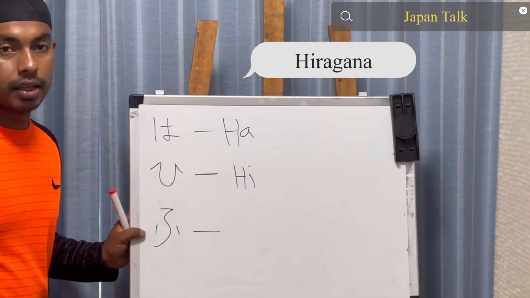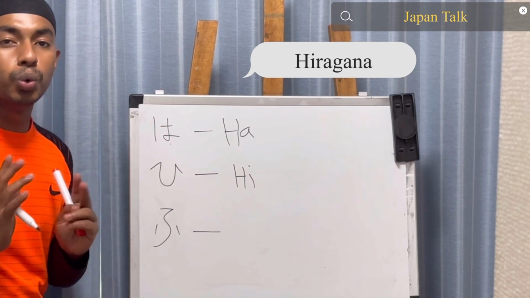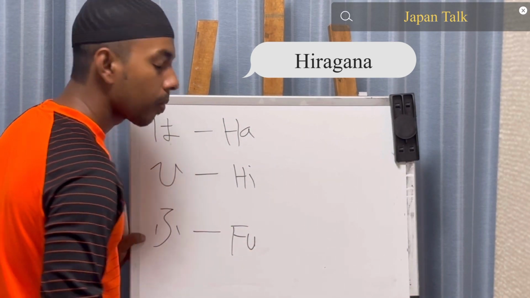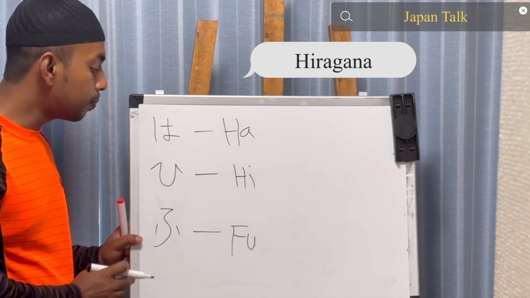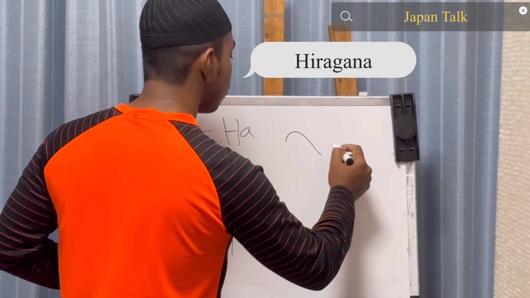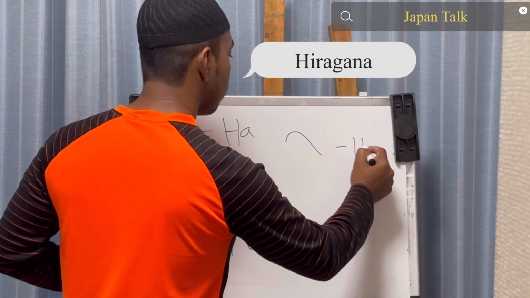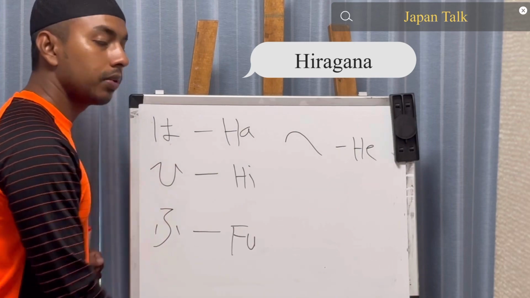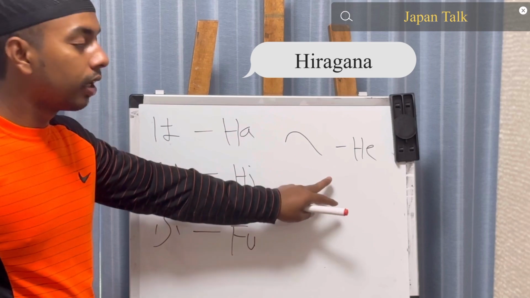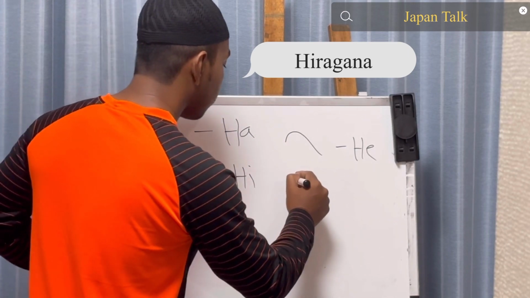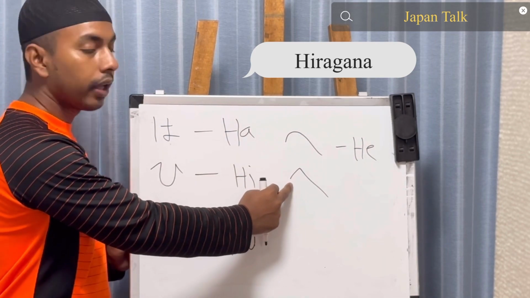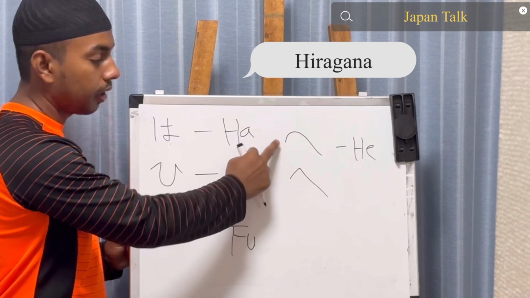And then, so how to say it? This is not who. This is called fu. Ha, he, fu. And then, not he. It is called he. So take care about these two alphabets. This is katakana he and this is hiragana he.